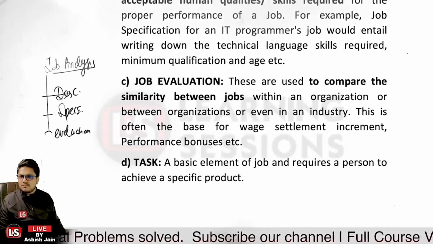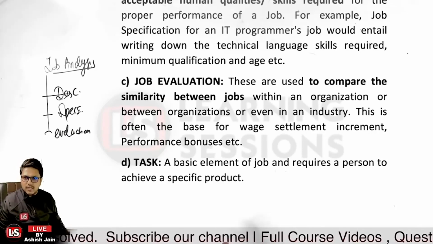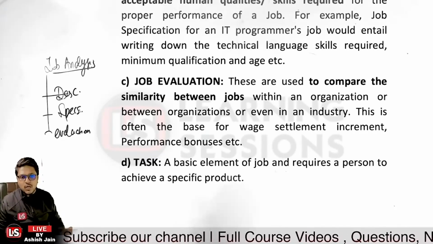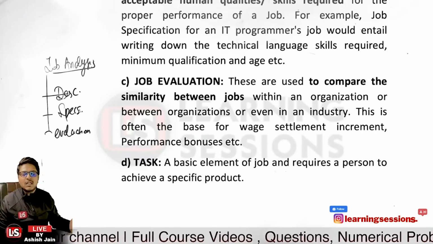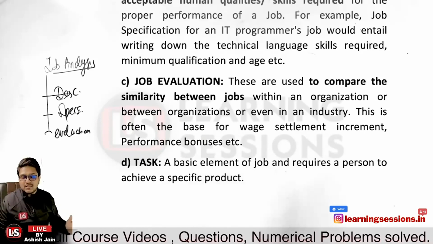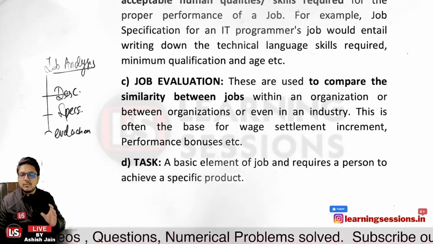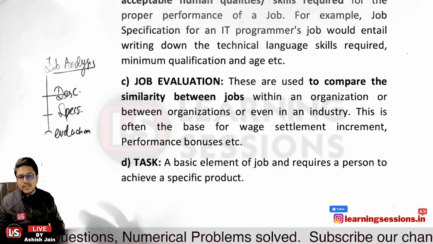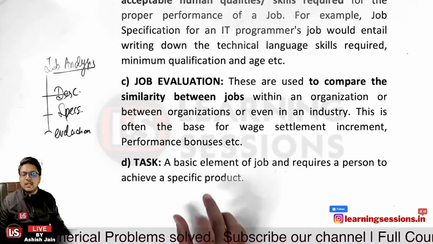Now what is a task? Basically we can say it is a basic element of the job. Under a job we need to perform multiple tasks. We can say a job is bits and bytes which are given to you. It's bits of work given to you by the employer, and you need to perform that work. That is related to the task itself.